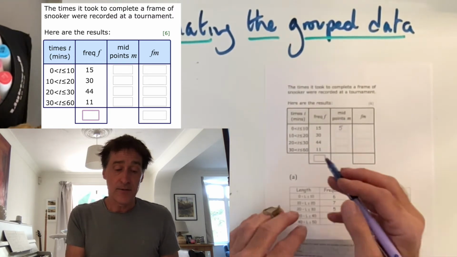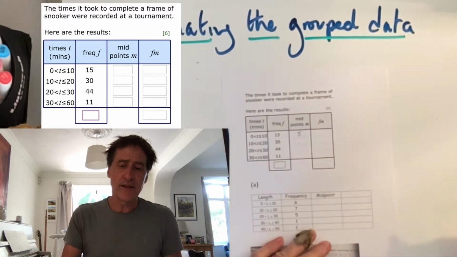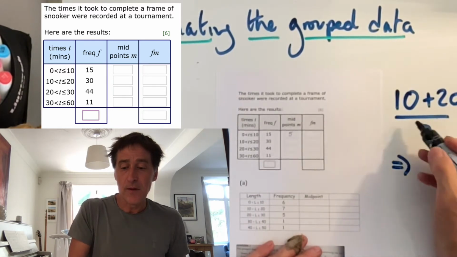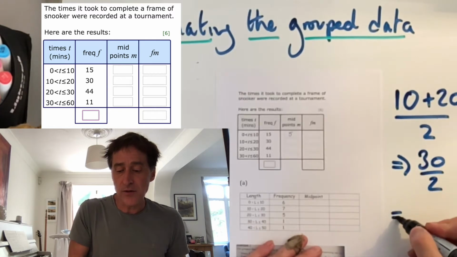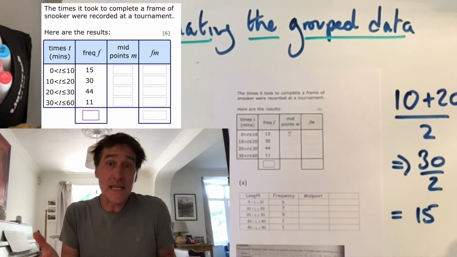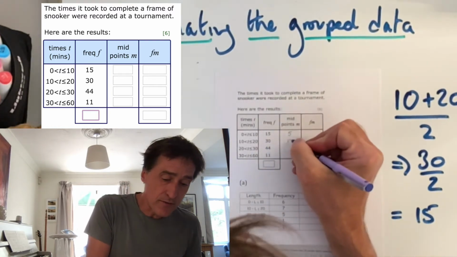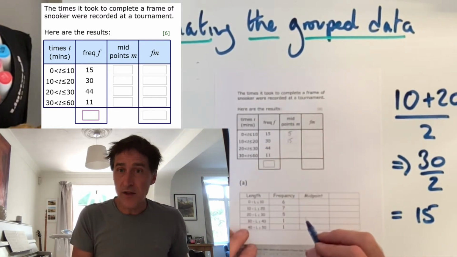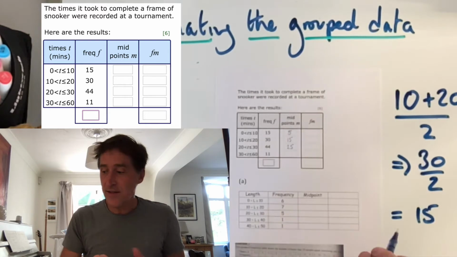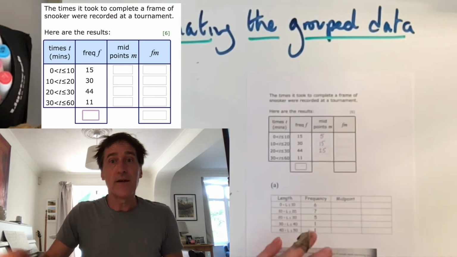Then for the next one, between 10 and 20, how do I do this? A nice way to do it is you add those 2 together and divide by 2. So that's 30 divided by 2 is 15. A nice way to find the middle is to find the average, the mean: add the 2 together and divide by 2. So between 10 and 20, it's 15. Between 20 and 30, that's 25. And between 30 and 60, 30 plus 60 is 90, and a half of 90 is 45.